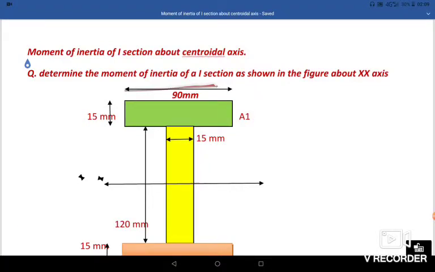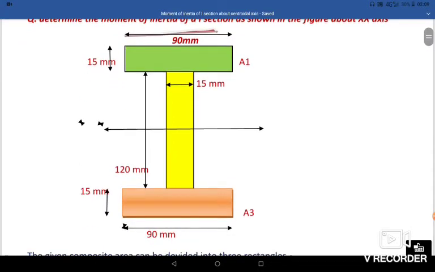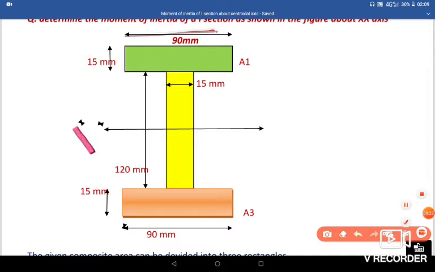Hello friends, today I will show you how to calculate the moment of inertia of an I section about its centroidal axis. You can see in the image that there is a composite I section, and I will have to calculate the moment of inertia of the I section about the x axis. From the geometry you can clearly understand that the x axis is the centroidal axis.